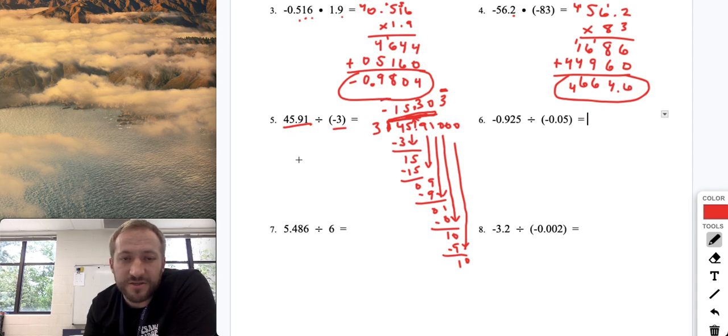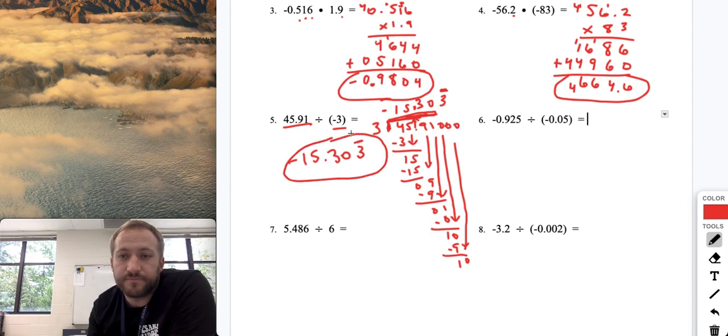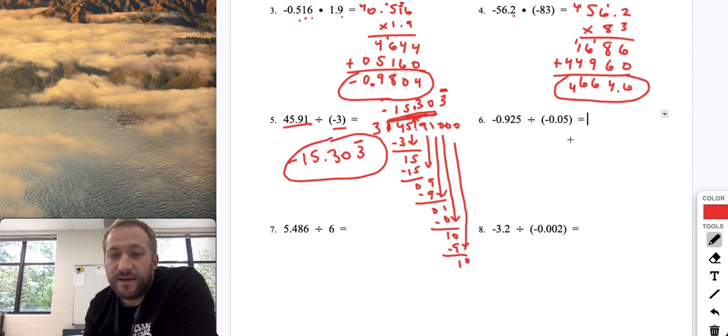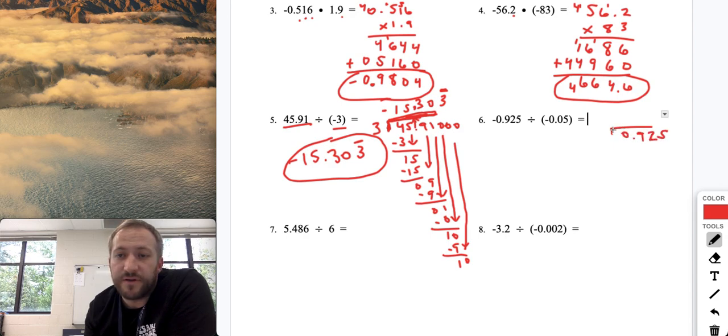So let me write it down here just to be a little clearer. Negative 15.303, and that last 3 is repeating. Let's look at this one over here. The first number is the dividend. It goes inside the box, 0.925. The second number is the divisor. It goes outside the box, 0.05.